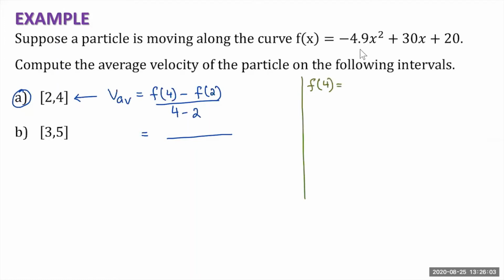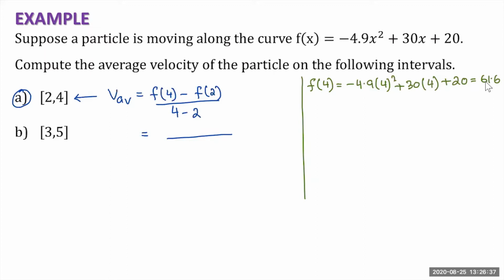So negative 4.9 times 4 squared plus 30 times 4 plus 20, which is equal to, you can use your calculator to simplify this: negative 4.9 parenthesis 4 squared plus 30 times 4 plus 20. If you simplify that using a calculator, you should get 61.6. Make sure you check that. So f of 4 is 61.6.